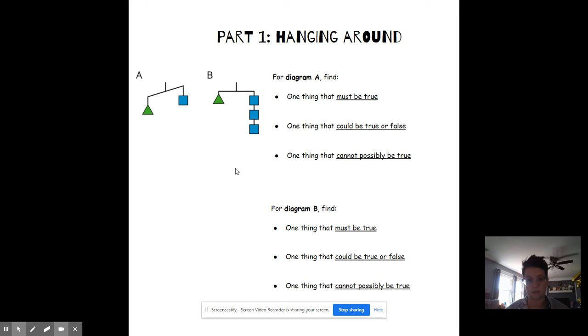given weight, that's fine. And one thing that cannot possibly be true, well, a triangle can't be the same weight as a square, and a square can't be the same weight as a triangle. A square can't be heavier than a triangle. We also know that a triangle won't balance with 2 squares or 4 squares because it can only balance with those 3 squares.